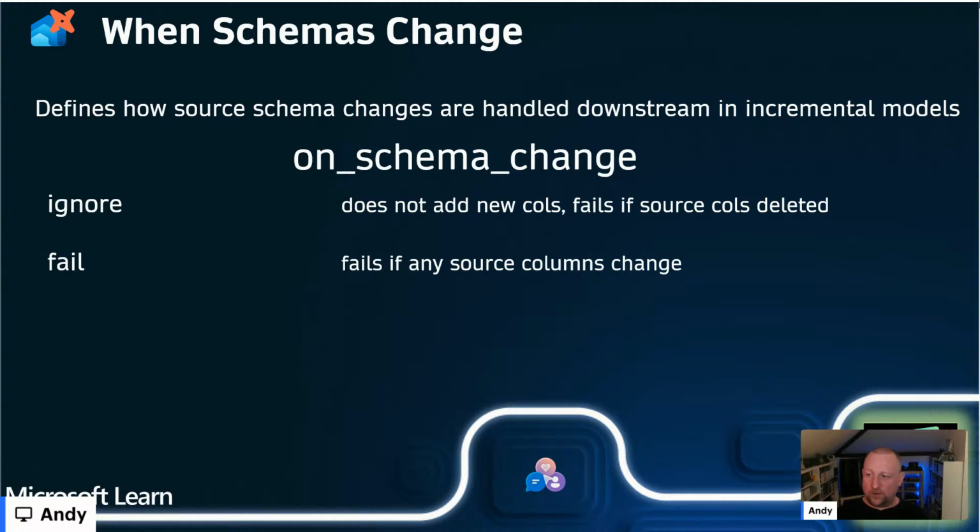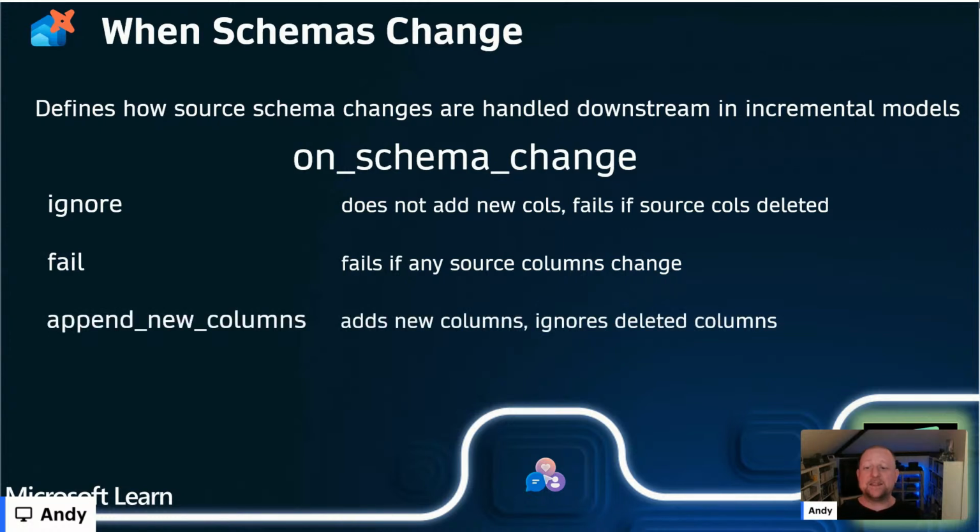We can fail, right? So if we've got some new columns in and we do want our model to fail processing, we'll tell DBT to fail. Append new columns. Now, this is the one that you will likely use for the Fabric Warehouse. We'll get onto that in a bit.